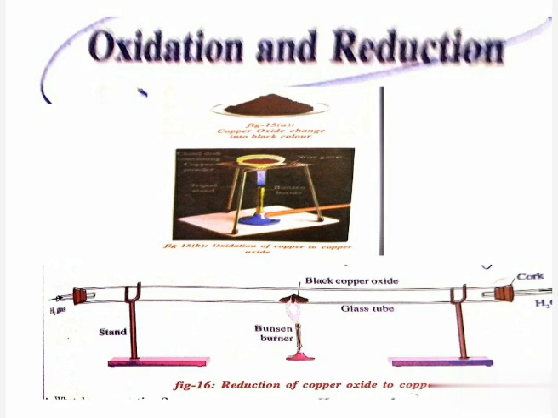Okay, we will discuss oxidation and reduction reactions. So what is the meaning of oxidation and reduction? Oxidation is a reaction that involves the addition of oxygen and removal of hydrogen. If oxygen is added in a reaction, then we can call that reaction an oxidation reaction.